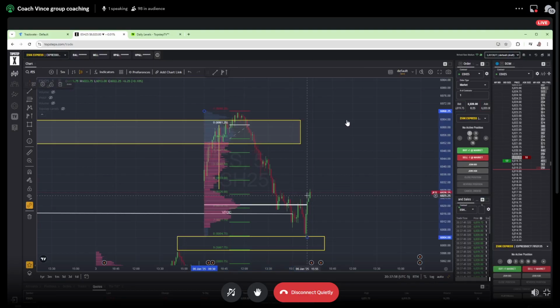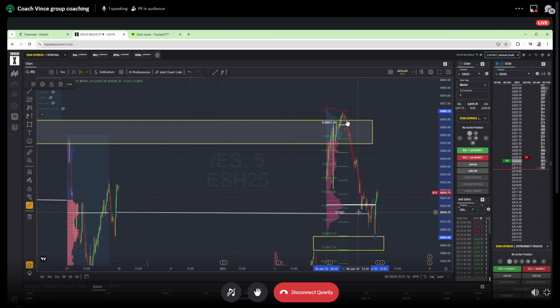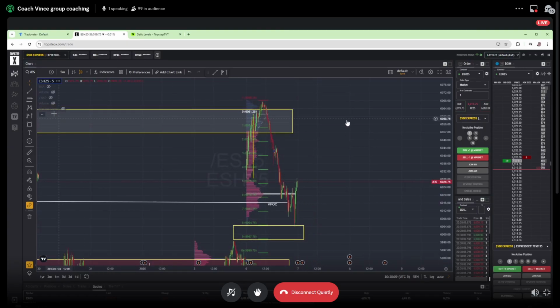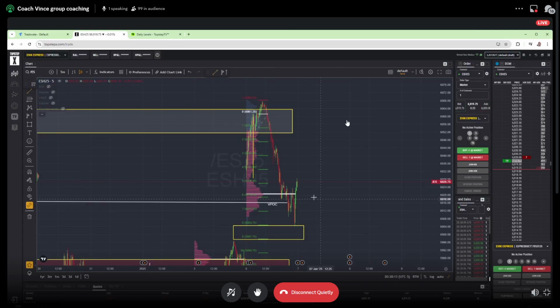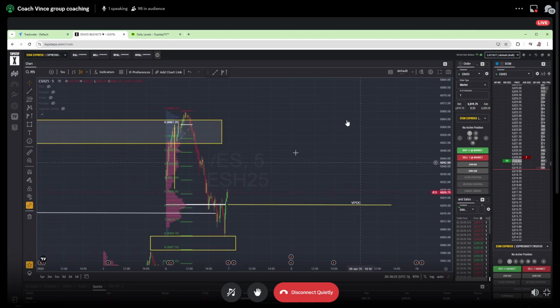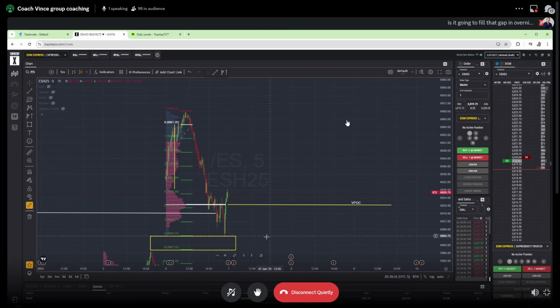And this is where we ended the day. Point of control is down here. We visited this point of control. That's checked. Our new one is going to be right here going into tomorrow. So point of control is now here. Value high, value low, point of control. Gaps filled. We still have a little bit of a gap here.